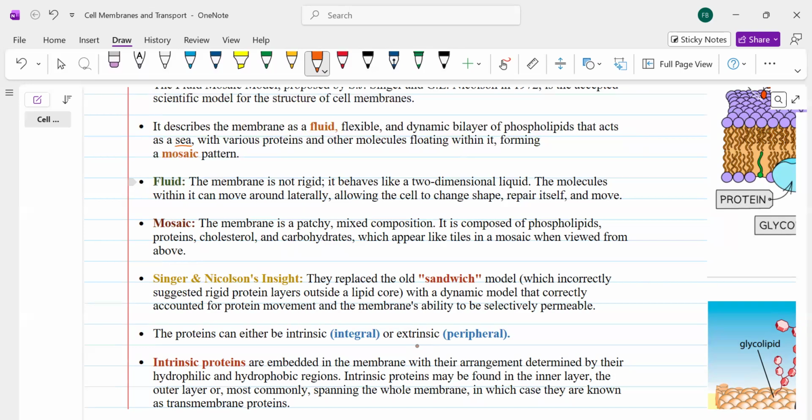Whenever someone asks what is meant by fluid, like we are saying the cell membrane is a fluid mosaic model, how is there fluid in the membrane? You will say that this membrane is not rigid, and it will allow different substances to pass through it. That is why it is known as fluid. Clear? It is not rigid. It behaves like a two-dimensional liquid. The molecules within it can move.